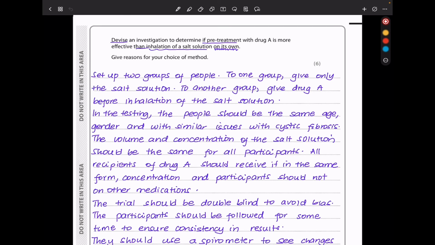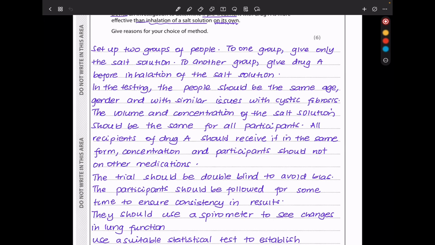In doing so, we have to use people of the same gender, same age, and they should have similar health risks or similar cases of cystic fibrosis, and they should not be taking any other medication, or they should be taking the same type of medication. So I say set up two groups of people. To one group, give only the salt solution. To another group, give drug A before the inhalation of the salt solution.